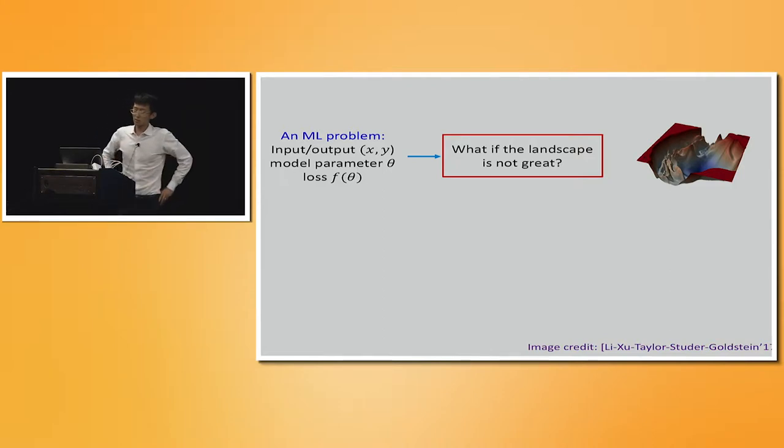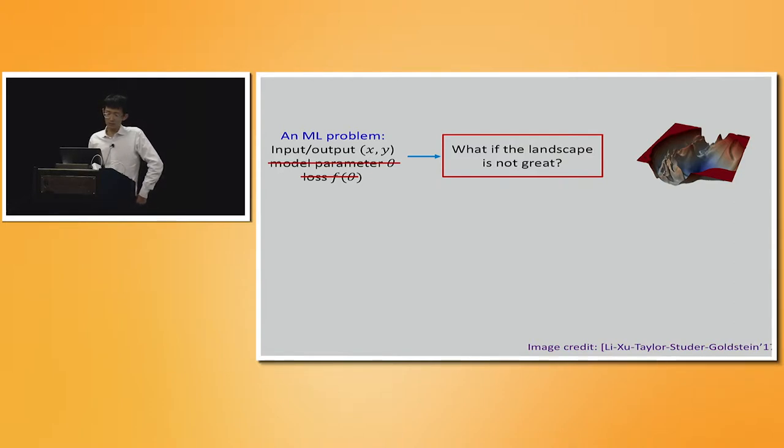So the next question is, recall that in one of the previous slides, I said that if you have a two-layer network with ReLU or sigmoid activation, then we cannot converge to a global minimum without any modification. So that brings us to this question: what if the landscape is not as good as what we thought? So for example, if the landscape is like this, what can we do?